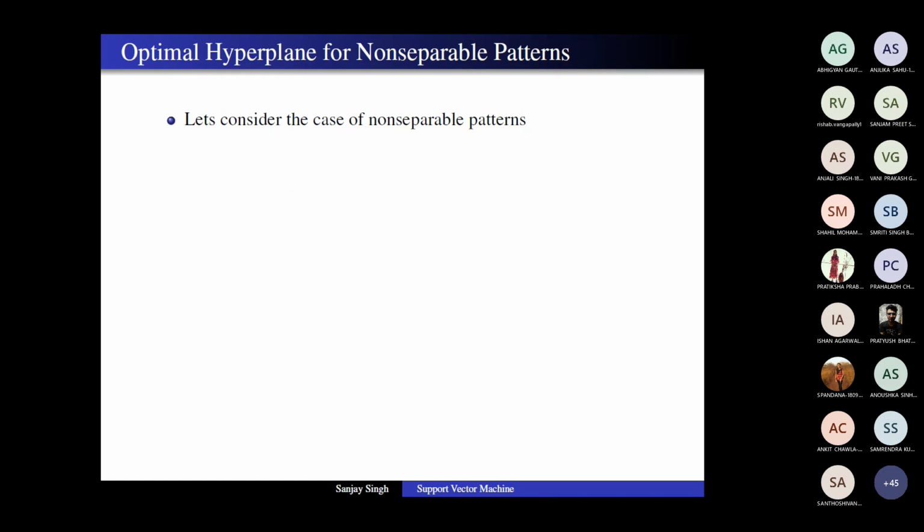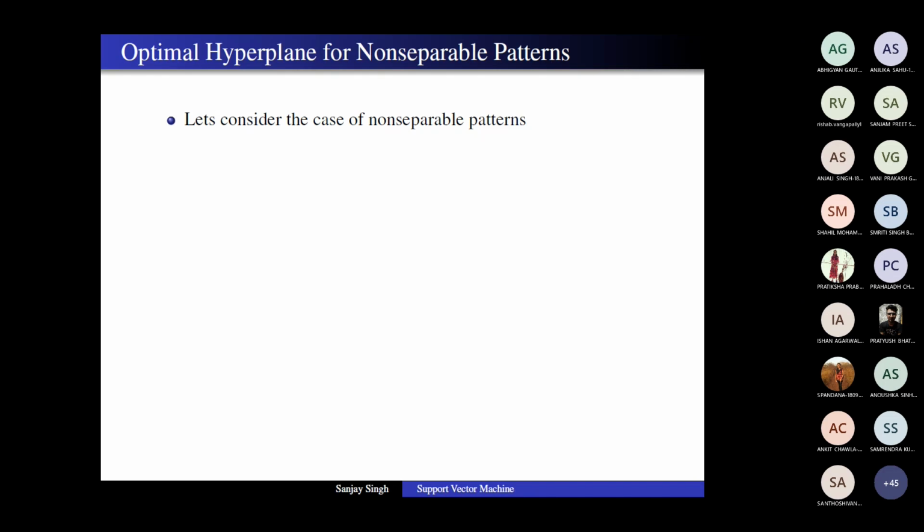Now we'll go to another point, which is called the optimal hyperplane for non-separable patterns. This has to be looked into in a completely different way. Earlier was basically the primal problem for the separable case. This is for the non-separable case, meaning simply we cannot find a separating hyperplane, as they are not linearly separable. So how do I do this? Let's consider the case of non-separable patterns.